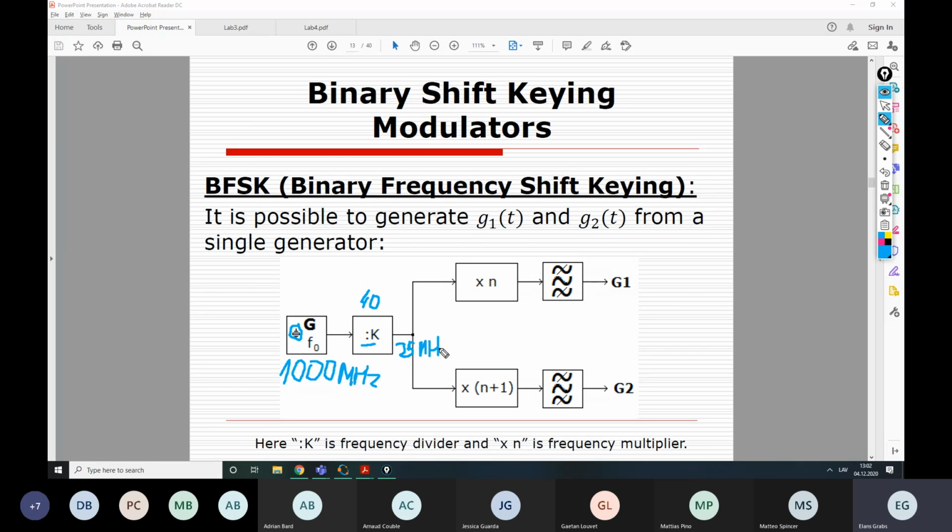Then we multiply this 25 megahertz signal by its frequency, not the signal itself, but we multiply its frequency. So these are specific microchips capable of changing signal frequency, right? So for example, in this case, we would multiply that by 4 and have here 100 megahertz, right?